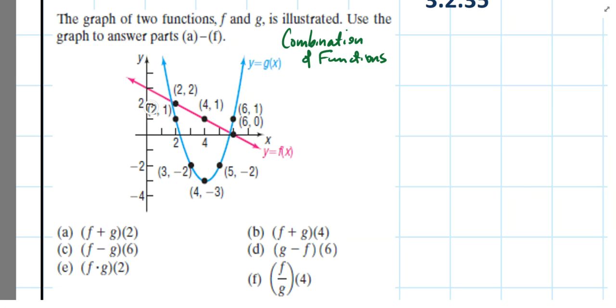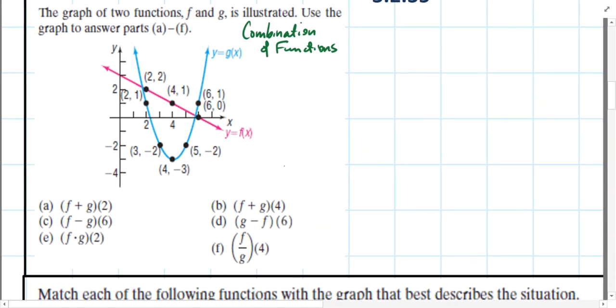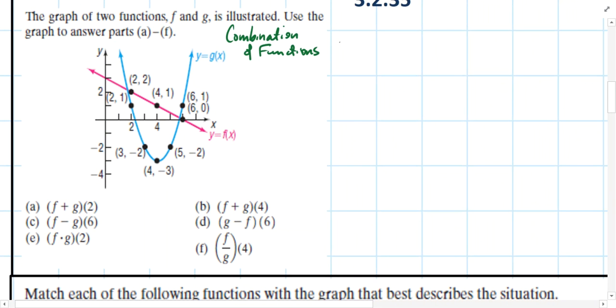But secondly, we don't have a formula for either function. Instead, in order to get a function result, we're simply looking at the graphs. And so I thought this was a good set of questions to ask, just to make sure that we're all on the same page with regards to executing these functions. So with part A, we're being asked to add f plus g parentheses 2.